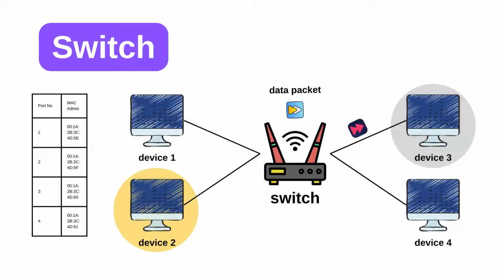In short, the hub and the switch allow devices in the local network to communicate with each other. The hub forwards the data packet to all members. This causes unnecessary data traffic. The switch forwards the data packet to the address it should go to. Thus, unnecessary data traffic is prevented.